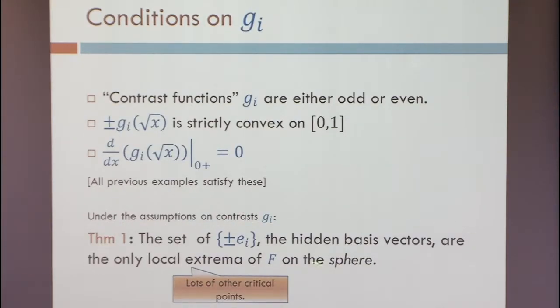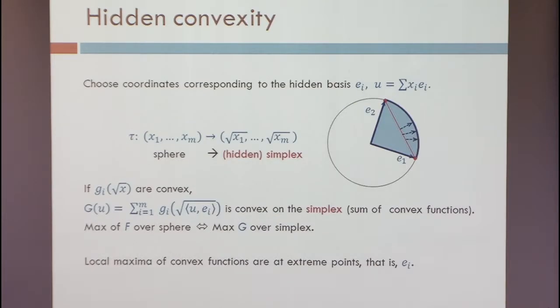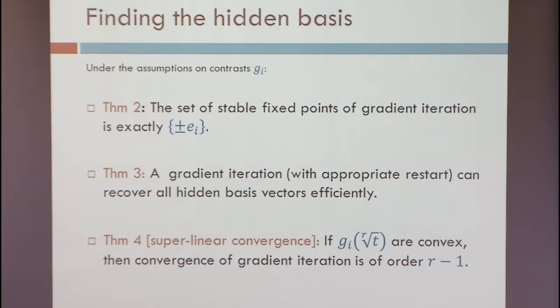Why are the only local extrema of f at this point? Now, what do you actually do? Well, once you know this, you already can do something. For example, you can run gradient descent, or ascent. We would like to show something about this gradient iteration. And it turns out that what you can show about the gradient iteration algorithm is the following. The set of stable fixed points of gradient iteration is exactly EI. So that's the first result.